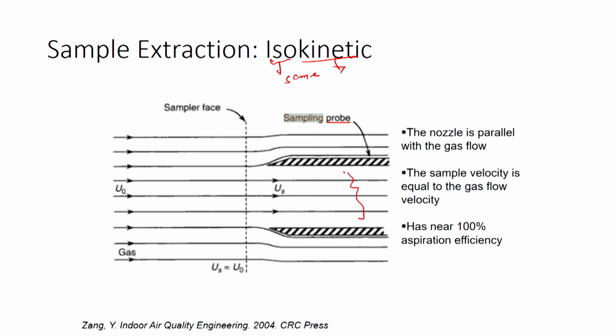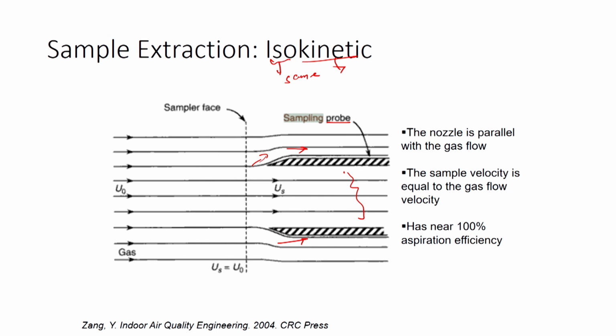But if you see the top one, the air is coming and is deflected a little bit. So here you will not have isokinetic sampling. Just imagine a situation in a river: in the main stream and at the river sides, the water flows at a different rate, but in the middle the water flows at a relatively constant velocity. So we should have knowledge of the isokinetic effect.